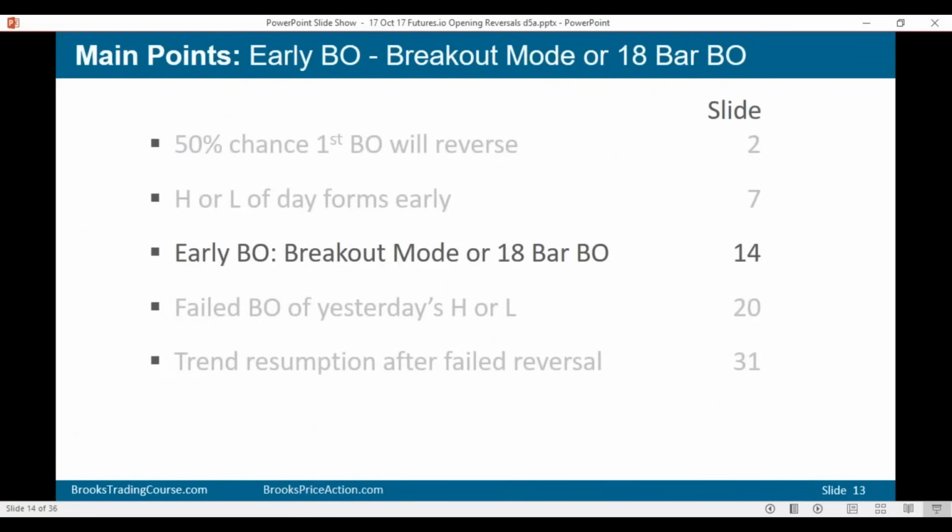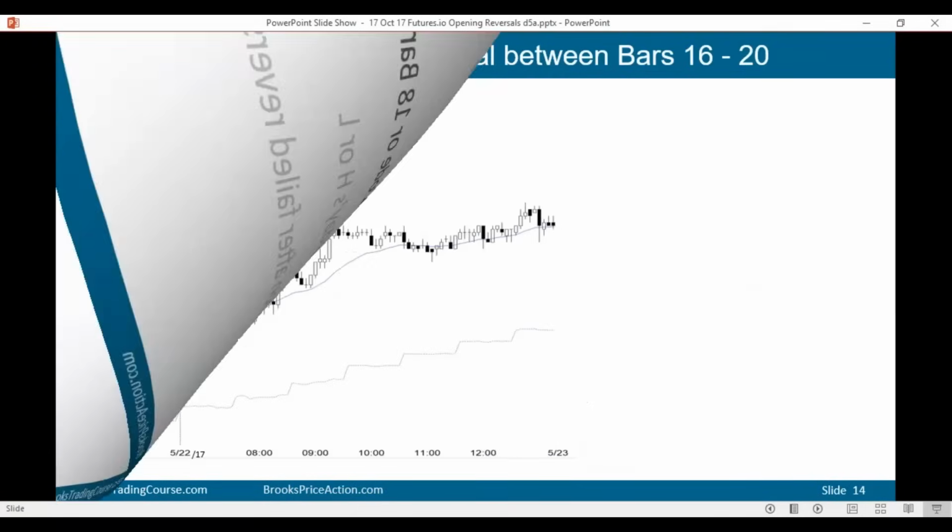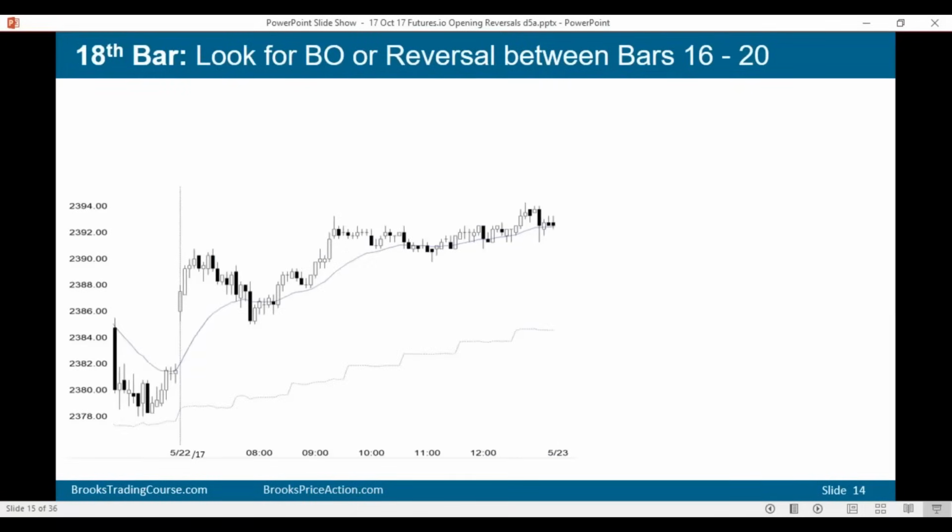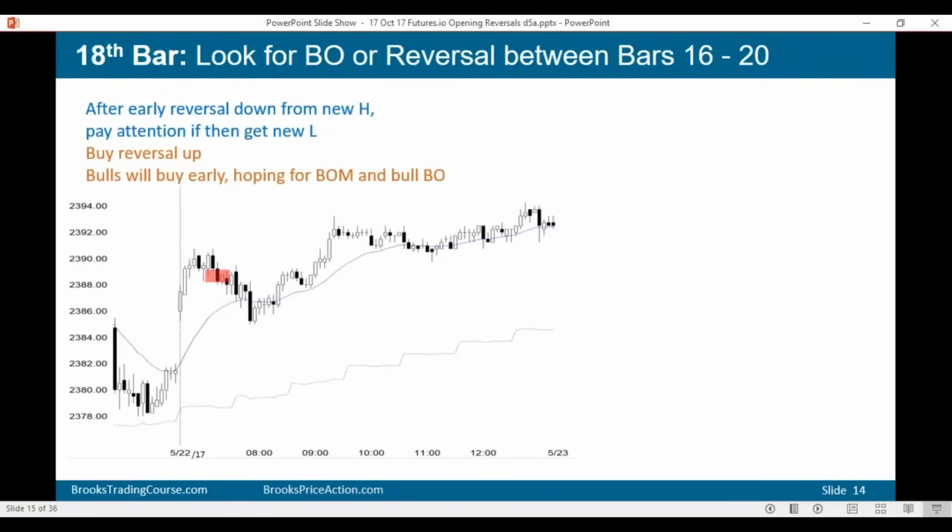Now, I want to talk about a breakout mode or a breakout of the 18-bar range. I was talking a lot about breakout mode. Sometimes breakout mode is also a breakout of the 18-bar range.